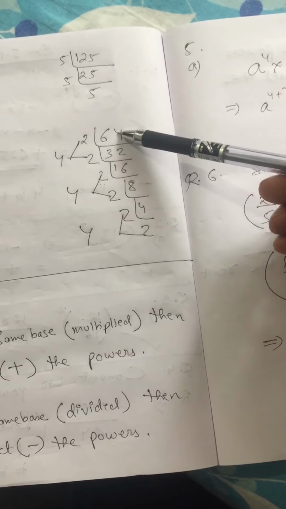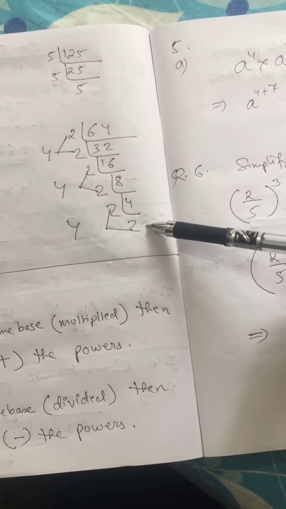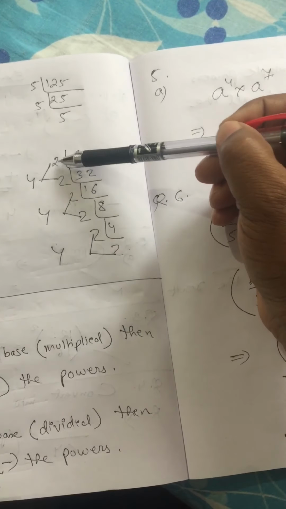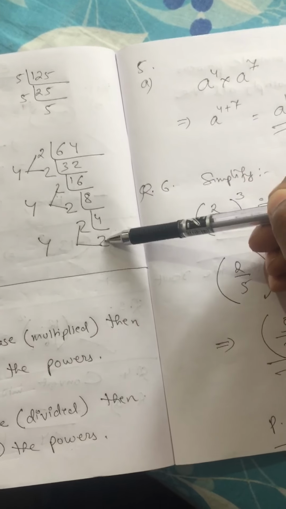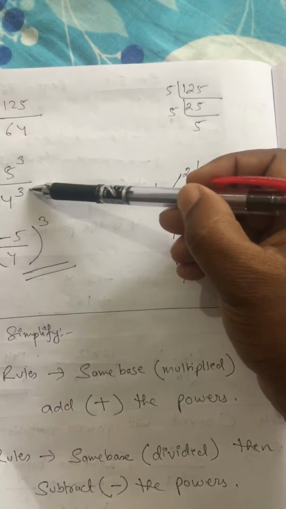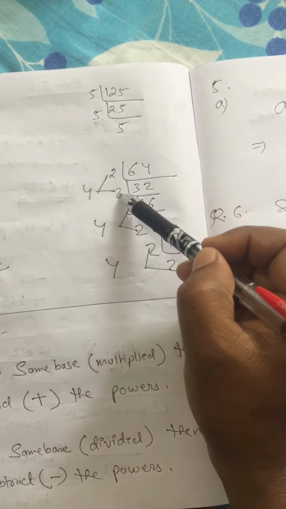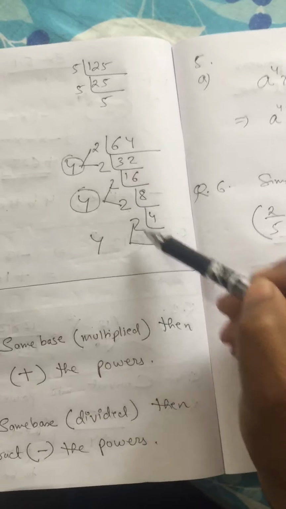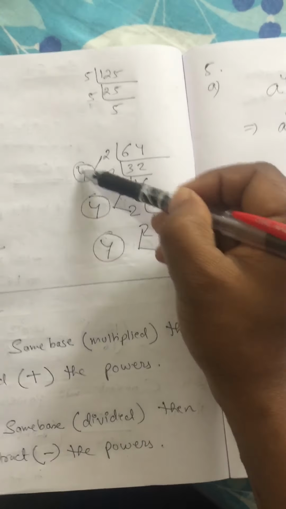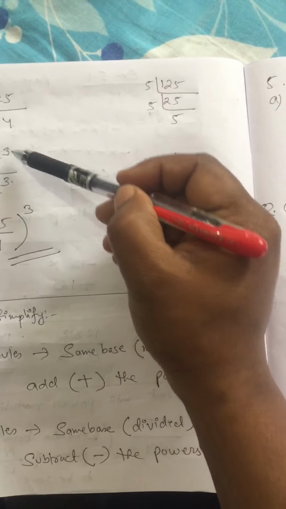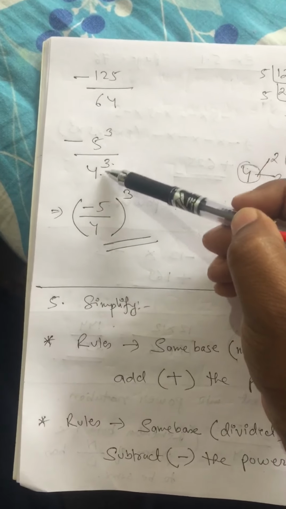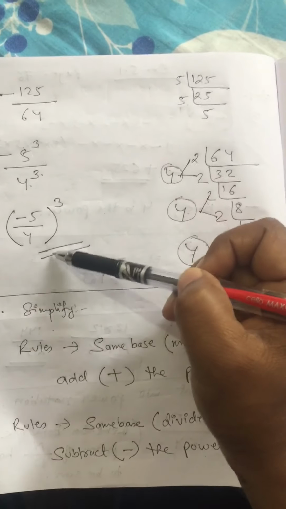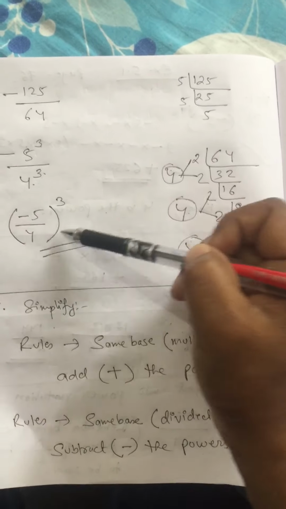Similarly, I break 64 into its prime factors, but I know I will not be able to write 2 into 2 into 2 into 2 into 2 into 2, since I need to make a power of 3. So what I have done, this 2 and this 2 becomes 4, this 2 and this 2 becomes 4, and this 2 and this 2 becomes 4. So there are three 4s. So I have written 4 to the power of 3. Now since both the numerator and denominator have power 3, I have just written it as minus 5 by 4 whole to the power of 3.